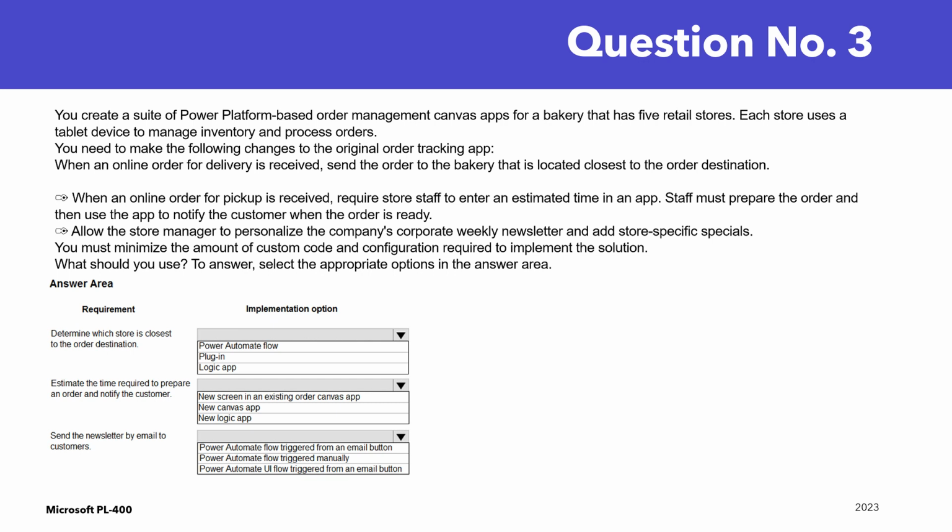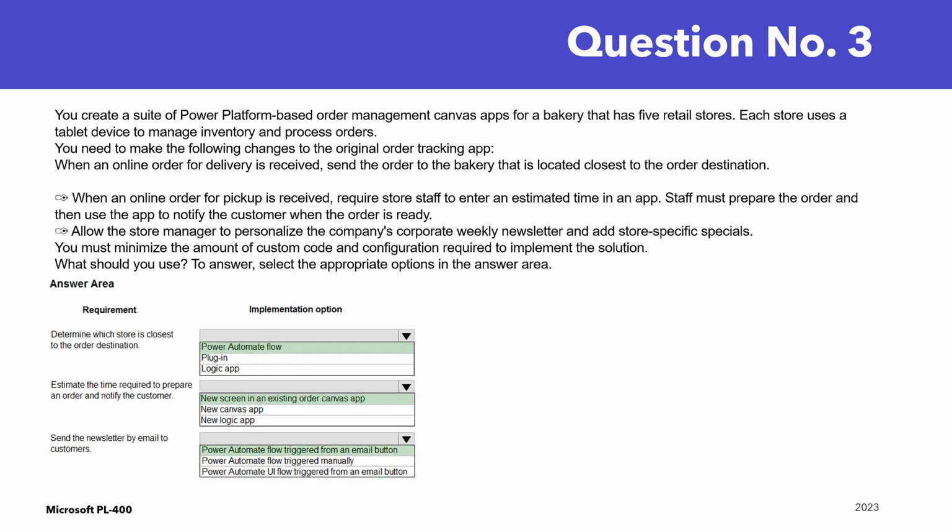order destination. When an online order for pickup is received, require store staff to enter an estimated time in an app. Staff must prepare the order and then use the app to notify the customer when the order is ready. Allow the store manager to personalize the company's corporate weekly newsletter and add store-specific specials. You must minimize the amount of custom code and configuration required to implement the solution. What should you use? To answer, select the appropriate options in the answer area.